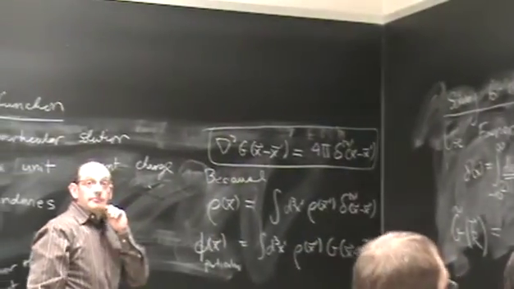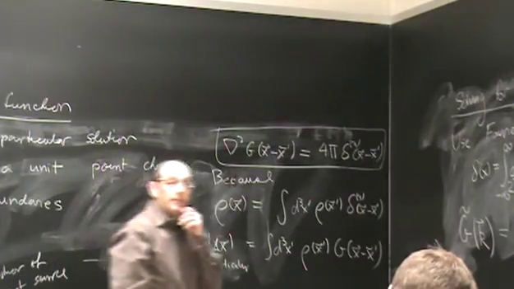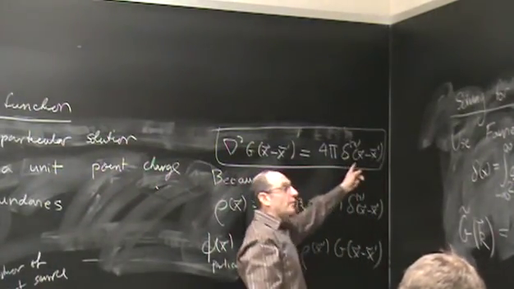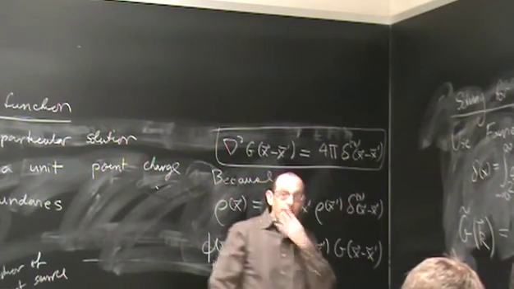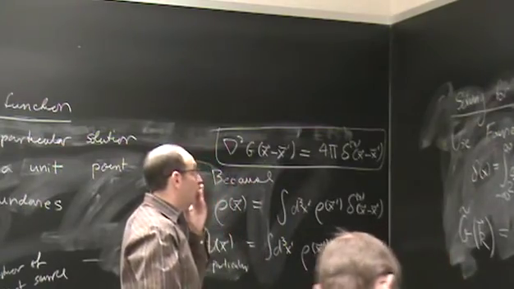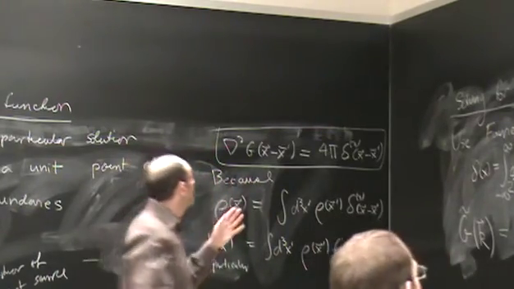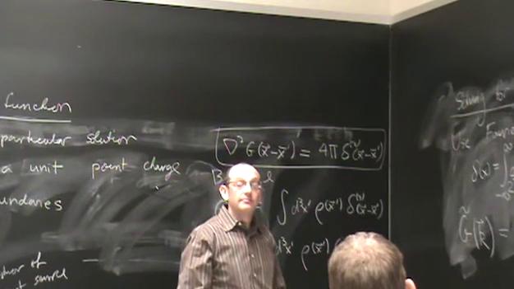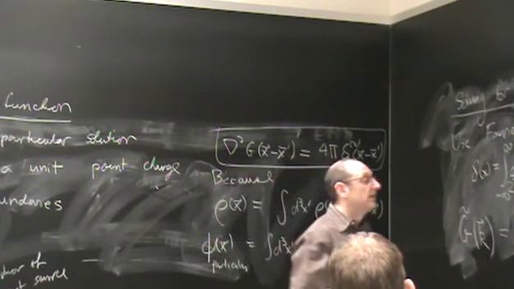So what we need to do then is to take the Fourier transform of both sides of the equation. We know what the Fourier transform of the right-hand side is. That's equal to 1. And we need to take the Fourier transform of this. How do we do that?